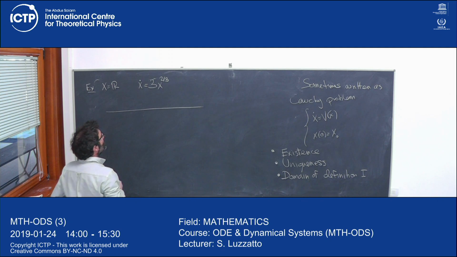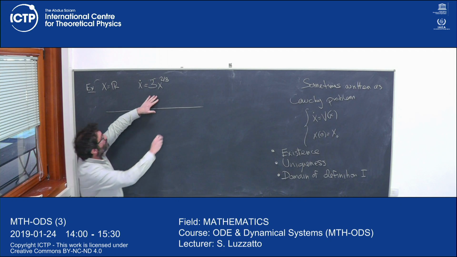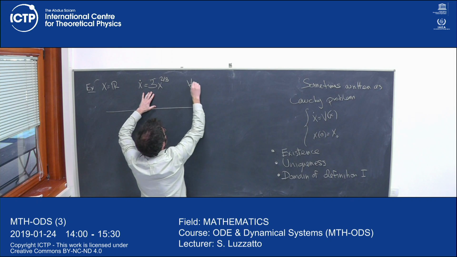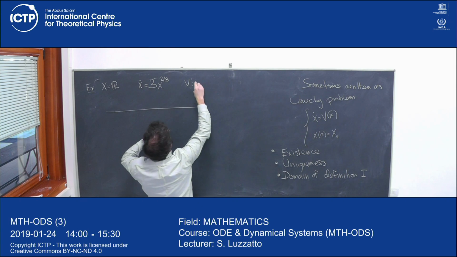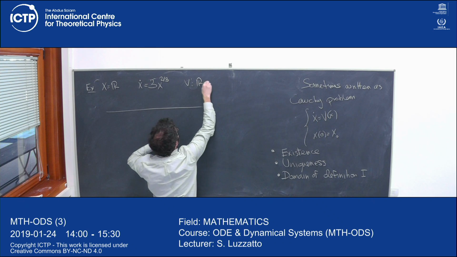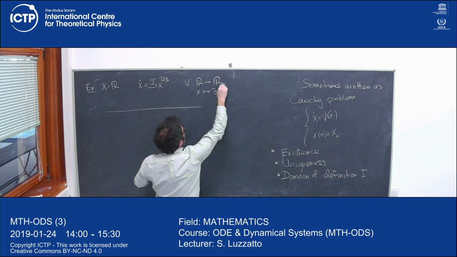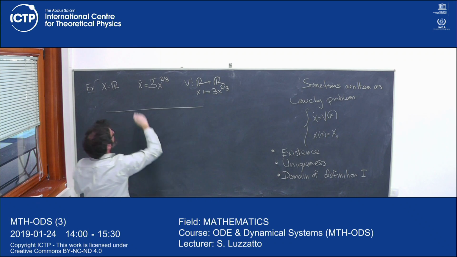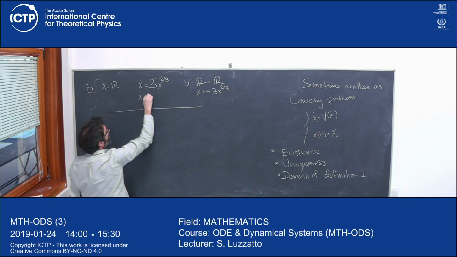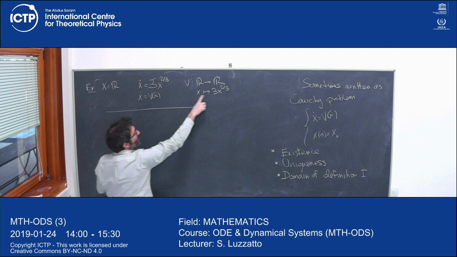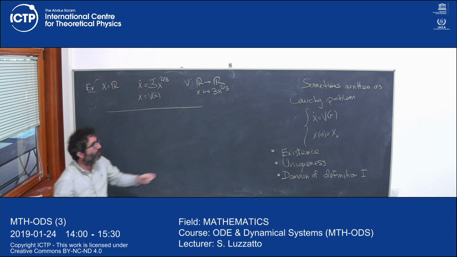So what does this vector field look like? Is there a fixed point for this? First of all, is this continuous? What we're saying here is that the vector field V is a function from R to R, and x goes to 3x to the 2/3. So this is x dot equals V of x, where V is this function here. This is the vector field, which means that at each point we put this vector.